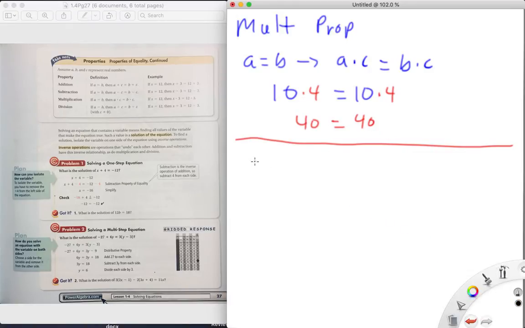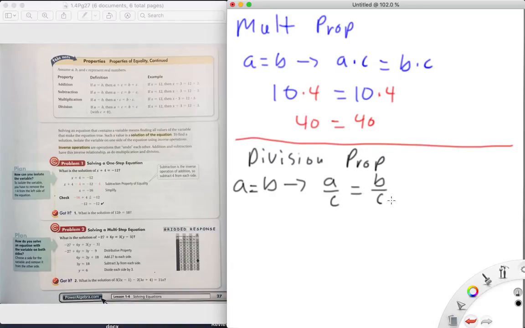Lastly, we have the division property of equality. And the division property of equality says if A is equal to B, then A divided by C is equal to B divided by C, provided the fact that C does not equal 0. C can't equal 0 because we can't divide by 0, because it's undefined.